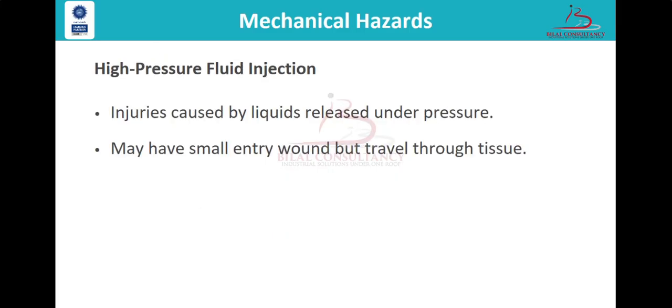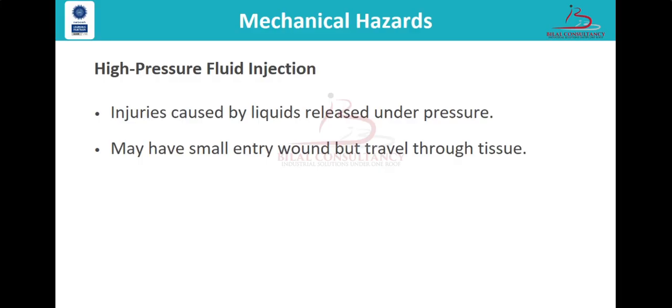High pressure fluid injection hazard. Fluid at very high pressure is ejected from the machine and penetrates the skin. For example, hydraulic fluid escaping from a burst hydraulic hose. These all are the mechanical hazards.